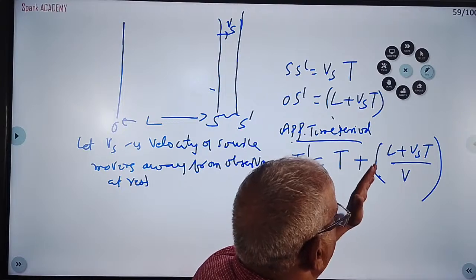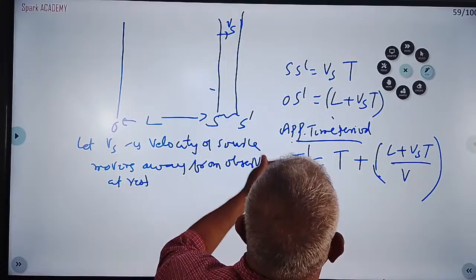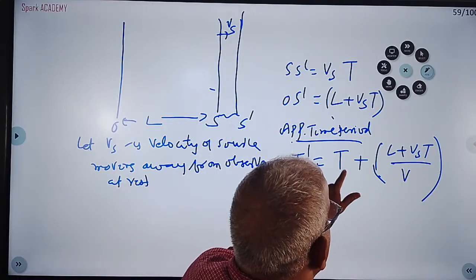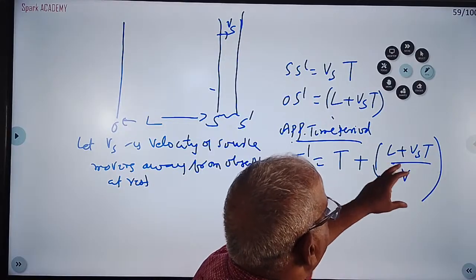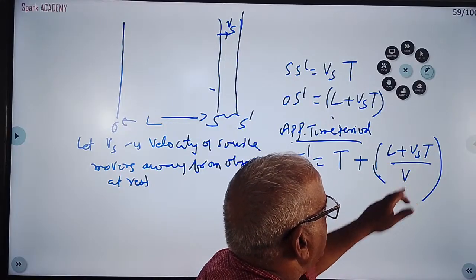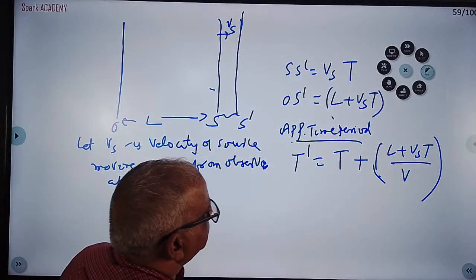Actual time period plus. So already one cycle has moved. By the time the second cycle has to move, how much time is taken? The first cycle time is T, plus additionally L plus Vs into T by V. Velocity of sound remains constant.